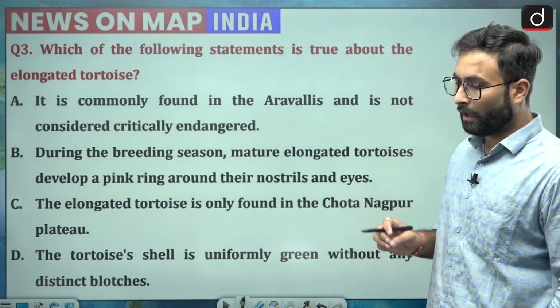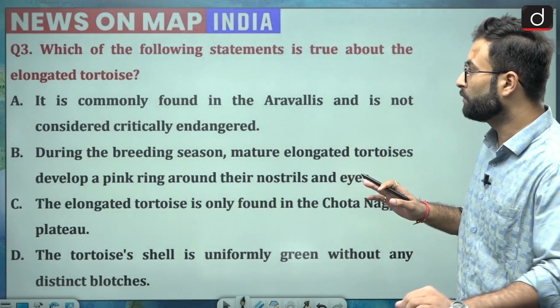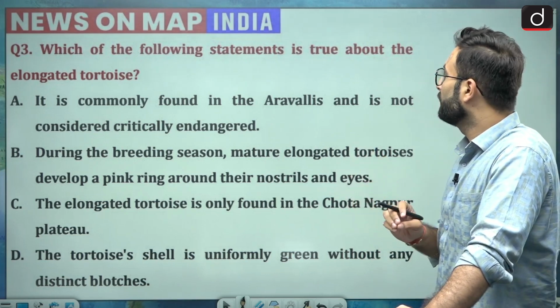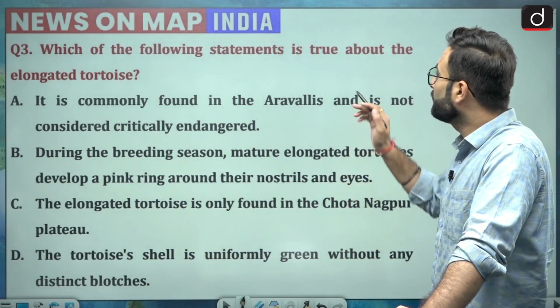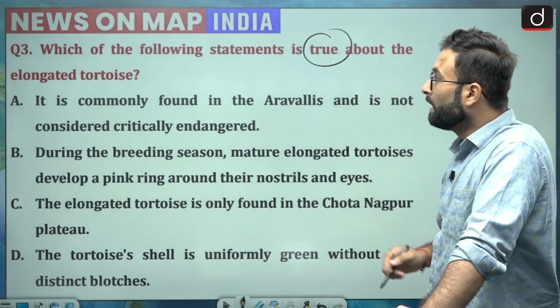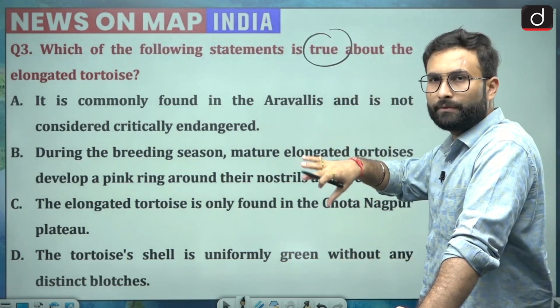The elongated tortoise is only found in the Chota Nagpur plateau, and the tortoise shell is uniformly green without any distinct blotches. Now, looking at the statements over here, you have to choose the true statement about it. As I told you, these are not commonly found in the Aravallis.